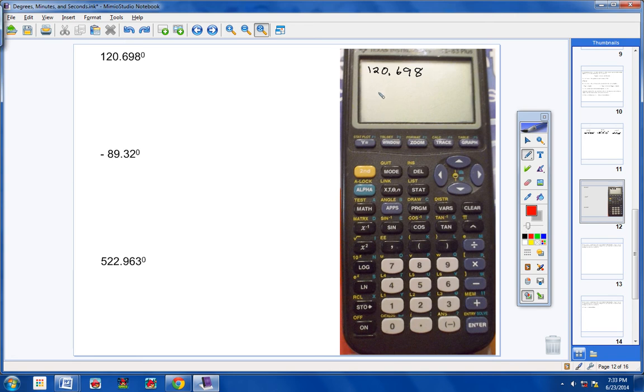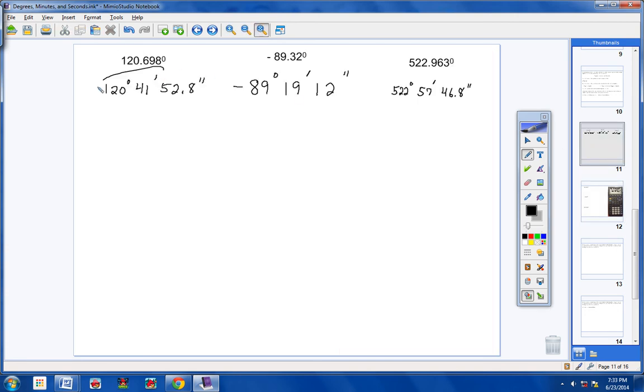When you scroll down and hit option 4, you're going to see this arrow pop up right here on your screen, and it should say DMS. Then hit enter, and look what you get. It says 120 degrees, 41 minutes, 52.8 seconds, which is the exact same thing we got right back here.